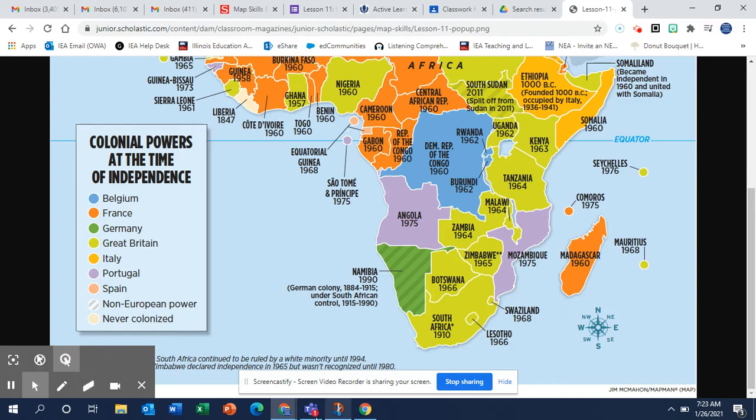Then, if we take a look at the double asterisks of Rhodesia, Zimbabwe declared independence in 1965 but wasn't recognized. And so here's Zimbabwe right here.